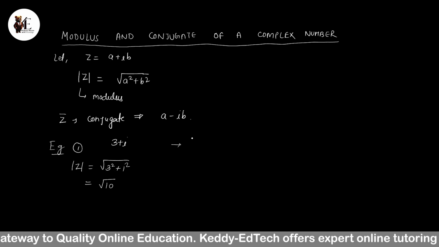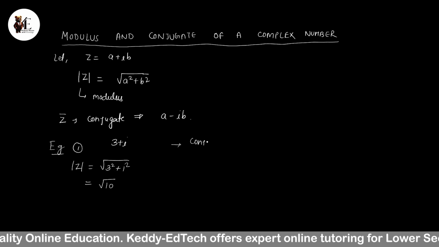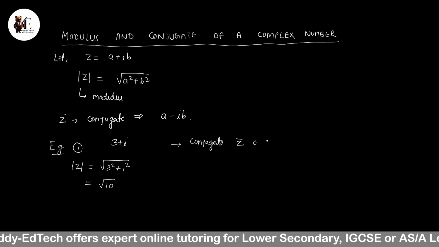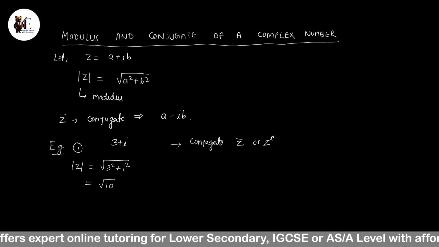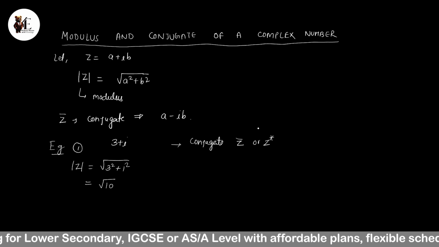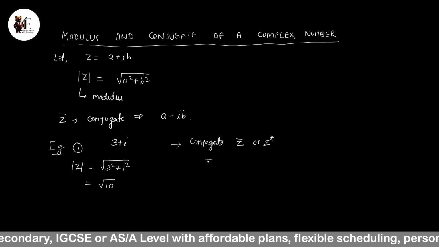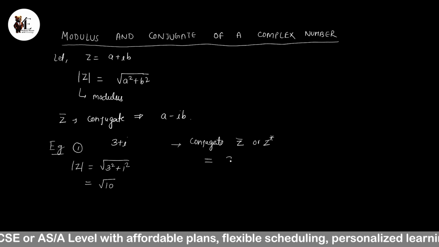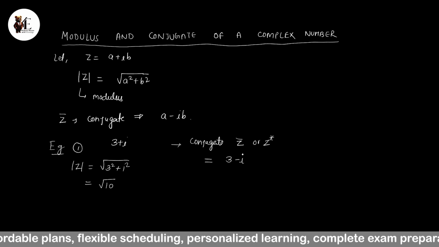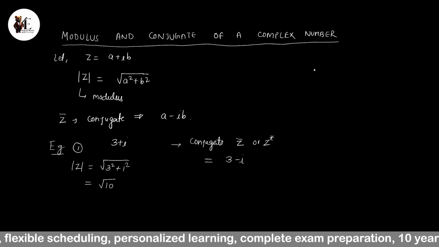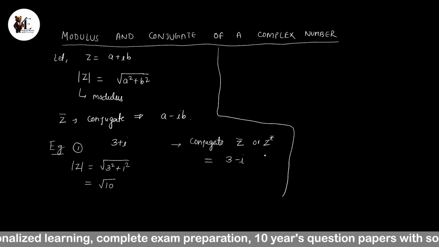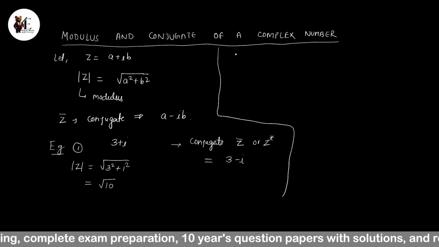And if I have to find the conjugate, so conjugate z bar, or in some books it is also written as z with a star placed over it. So its conjugate will be, you just have to do the opposite sign of the imaginary part. Here the imaginary part is positive, so it will become negative. So that is 3 minus i. So I'm writing another complex number, and you have to find the modulus and the conjugate of that.